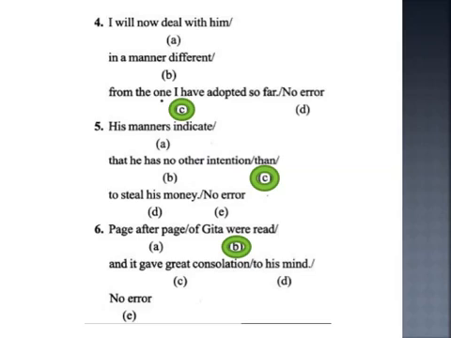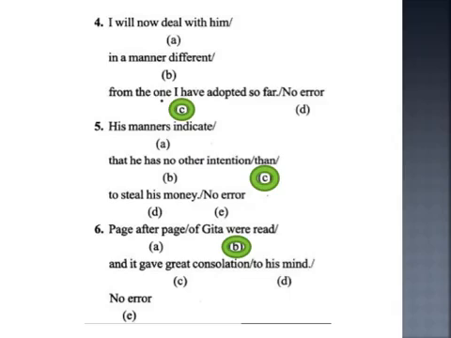So there is a period of time that goes on. So far I have been adopting. So have you understood this? I will now deal with him in a manner different from the one I have been adopting so far. So the answer is C. Let's move on to the question number 5.